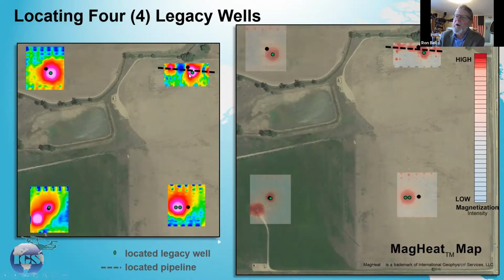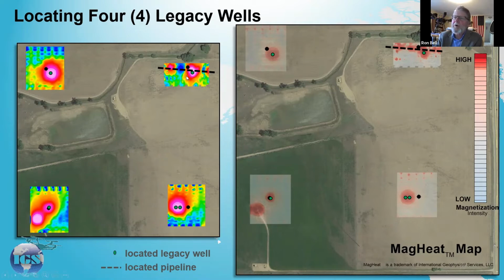The green dots are where I located the wells from the magnetic data. In the upper left-hand corner, it was just an open field. There was no indication of any oil and gas activity on the surface. The well probably had been plugged and abandoned in the 90s, and the farmer had tilled the soil and since then had totally removed all indication of a well being there.